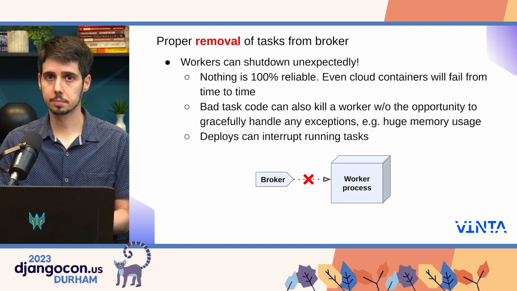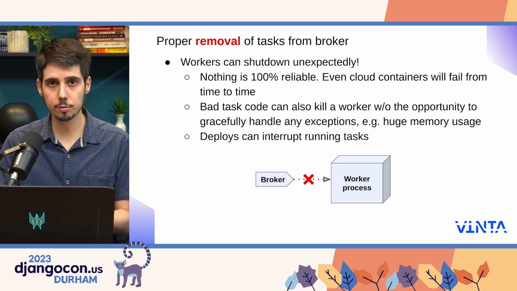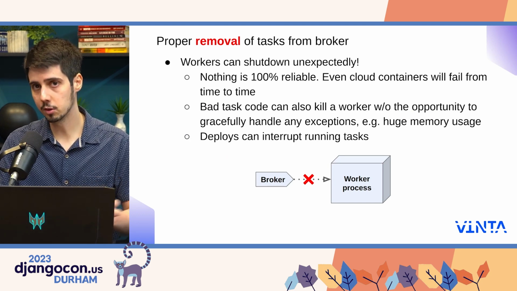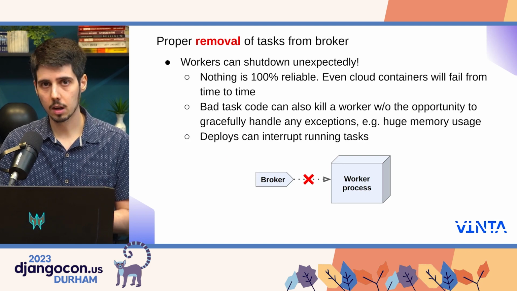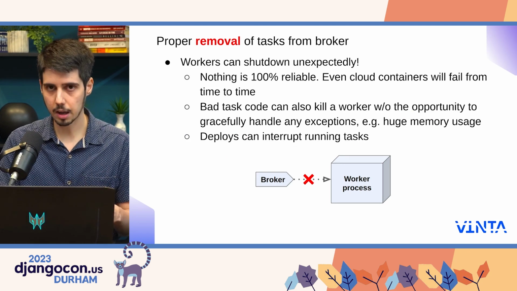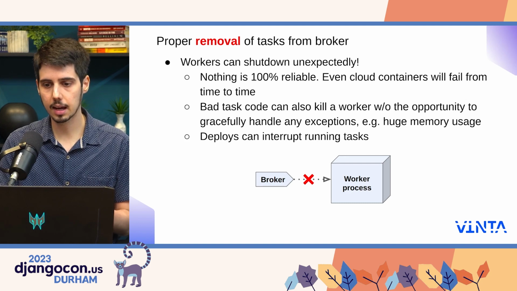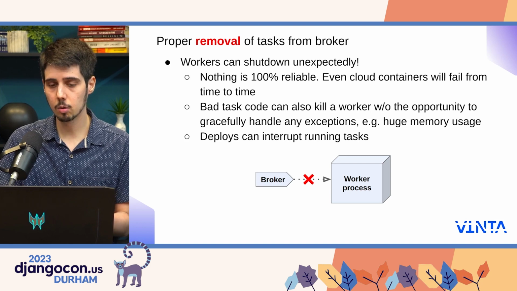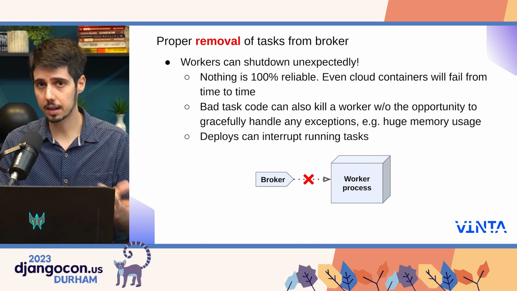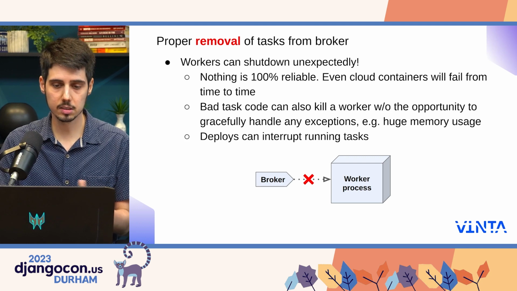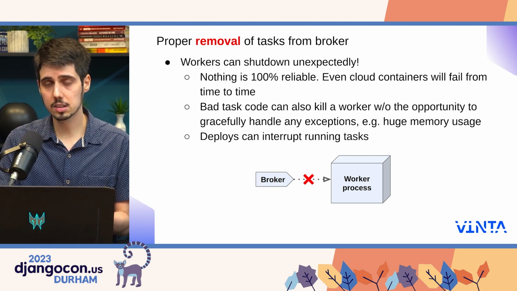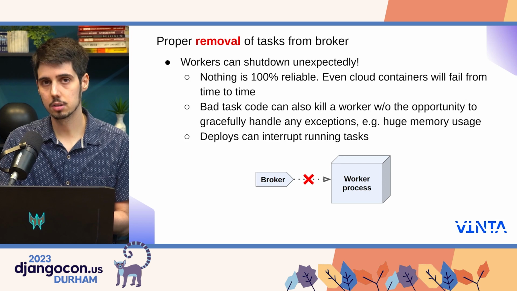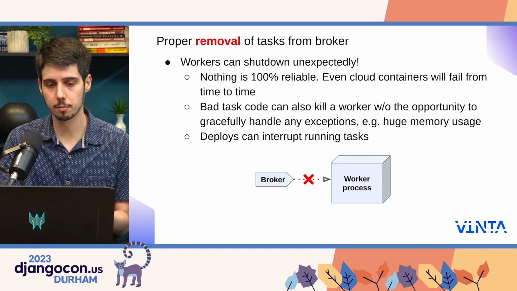Workers can shut down unexpectedly. Sometimes it's so easy to forget that when we are using Celery. Nothing is 100% reliable, even if you take care to not have memory errors, stuff like that. Even cloud containers will fail from time to time. Any kind of bad task code can also kill a worker. Any kind of bad arguments, memory errors, stuff like that. You can have errors where you don't have any time to capture any exceptions, because, for example, the kernel might just kill the worker process if it's using too much memory.